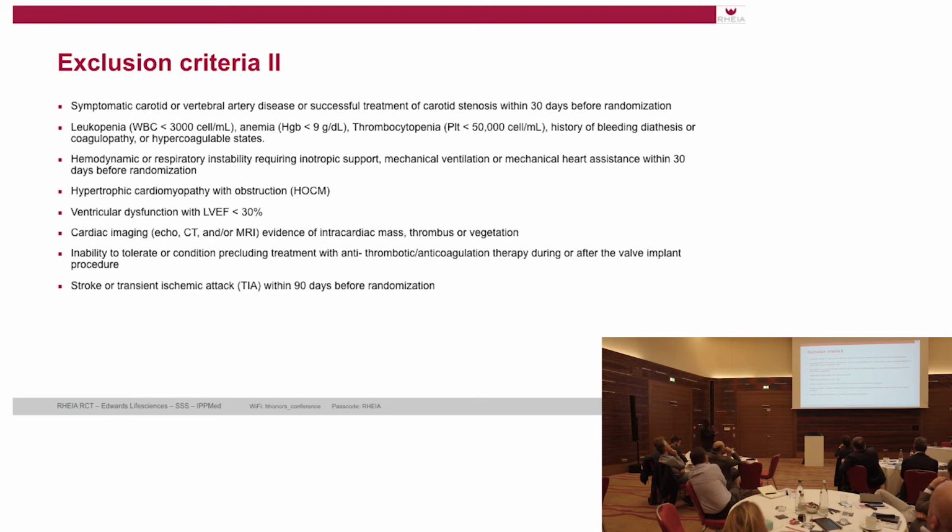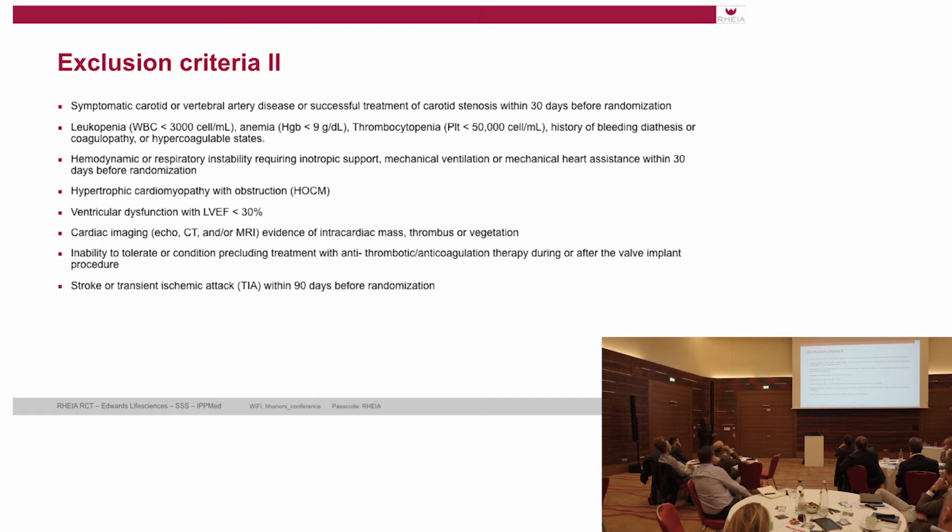Blood disorders, these are the regular definitions, you know that. Unstable patients, patients with mechanical ventilation or mechanical support are going to be excluded. If you have highly severe septal hypertrophy with an obstructive cardiomyopathy, the patients are not going to be included in the trial. LVEF, and this is quite important because we may see low flow, low gradient AS with depressed ejection fraction. The threshold is 30%. So the LVEF has to be above 30% to be accepted in the trial.